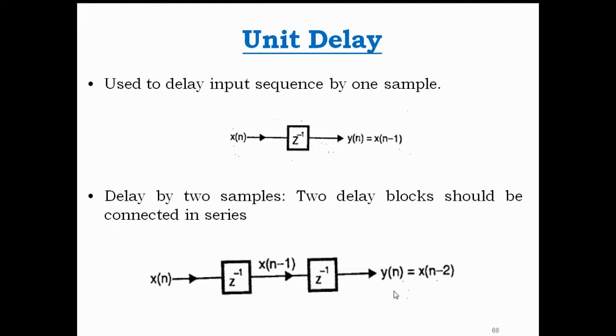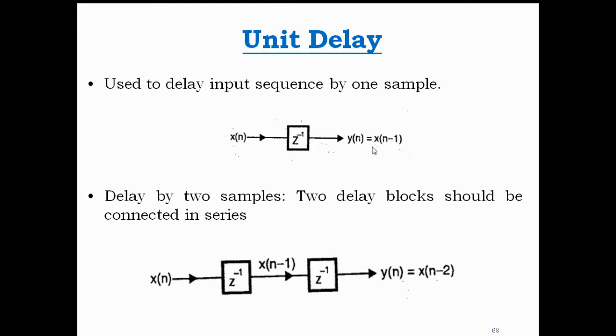Then we will have a unit delay. Now this unit delay is useful to apply a delay in an input sequence by one sample. Keep in mind, this particular symbol is only for unit delay. So we have x of n, and if I would like to apply a delay of one sample, that symbol is z raised to minus 1, where z raised to minus 1 is the symbol for unit delay. Unit means we have a delay of one sample. So x of n was the original signal, to which we gave a delay of one sample. So obviously y of n can be defined as x of n minus 1.